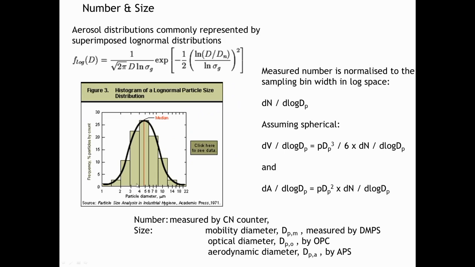So when we're describing log normal distributions, we do it according to the d log dp. That's the bin width, if you like. The size bin width is the d log dp. Because if you had a very, very broad size bin, then you'd have more particles inside it. So in order to make sure we're comparing one bin to the next bin, we need to make sure that we're talking about the same width of a size bin.